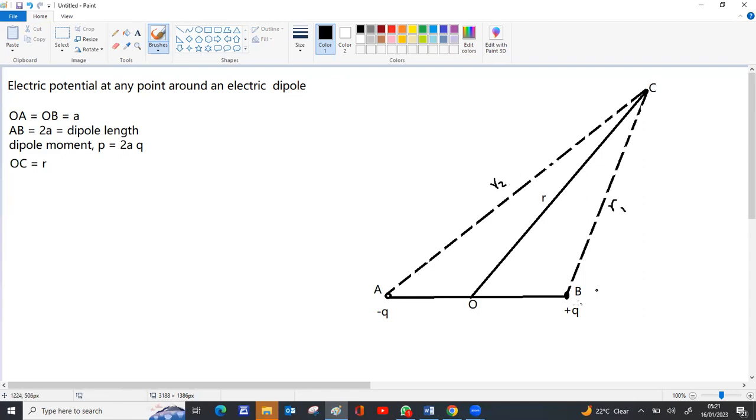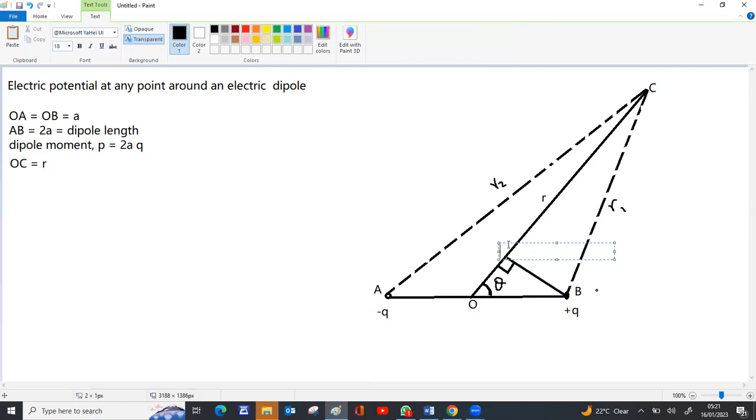When you find potential, you need to take r1 and r2. So we need to find r1 and r2 in terms of r first. Let the angle made by the dipole moment with OC be theta. Drawing a 90-degree line from B to OC, it's a right triangle. Let this point be M.